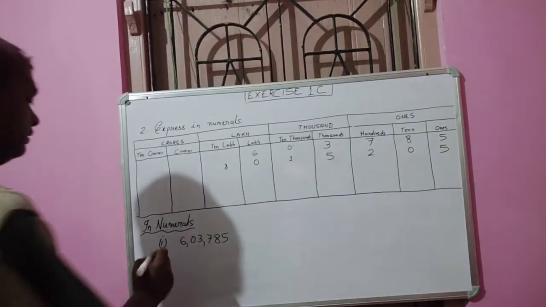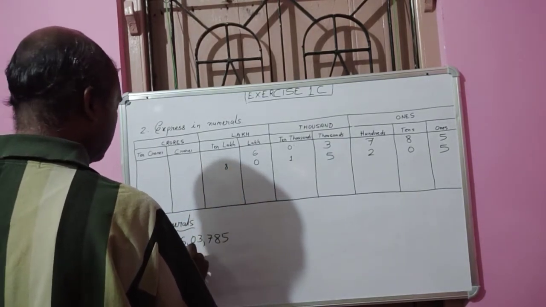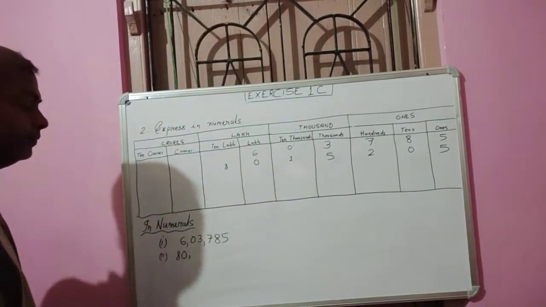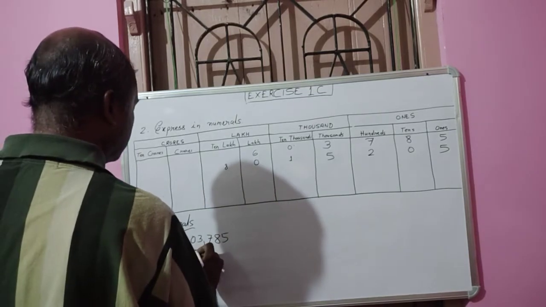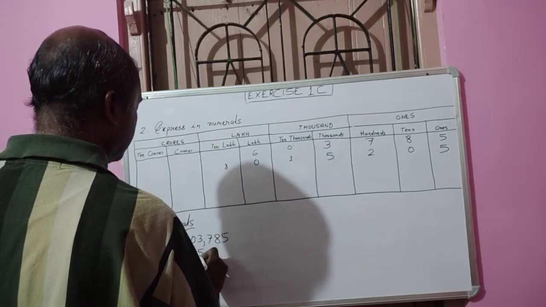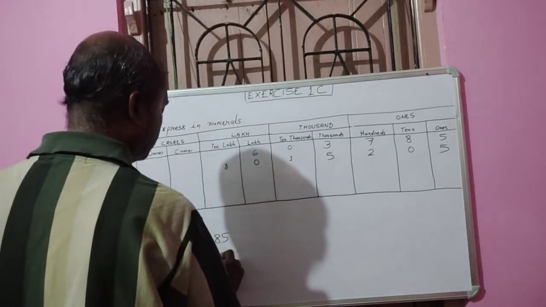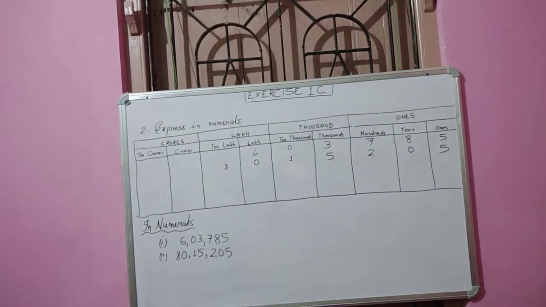So when you write it in numerals, it will be 80 lakh. And there will be a comma after lakh. Then comes 15,000. So after 15 again a comma, 205. Alright.